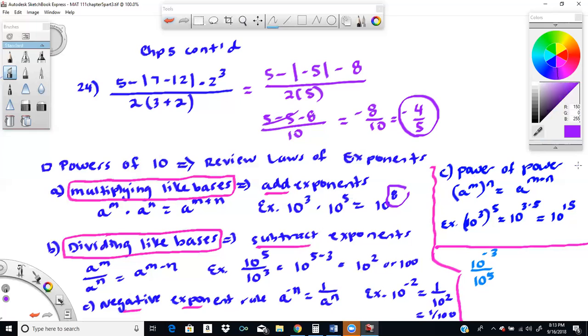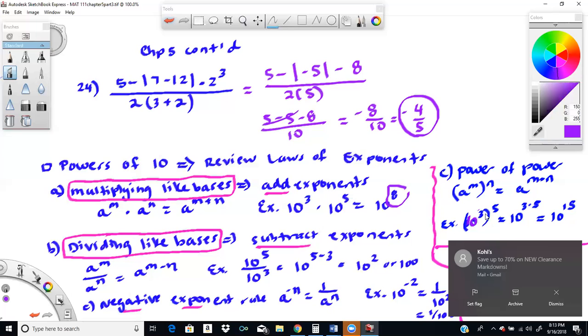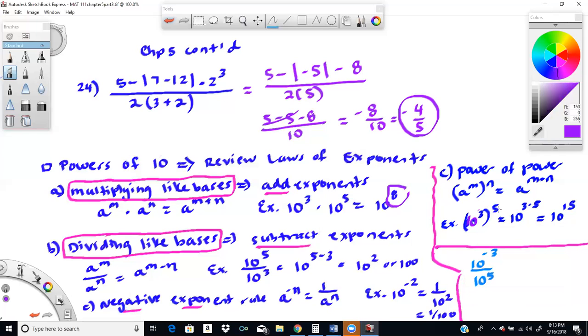All right, power over power. When you have an exponent on the outside, then you multiply. So if I have 10 to the third raised to the fifth, then that's 10 to the 3 times 5, which is equal to 10 to the 15th. And if I'm dealing with something like 10 to the negative 3 over 10 to the 5, that would be 10 to the negative 3 minus 5, okay, which is 10 to the negative 8.